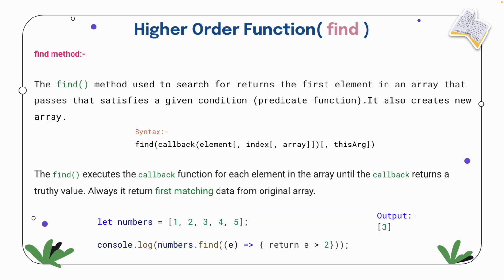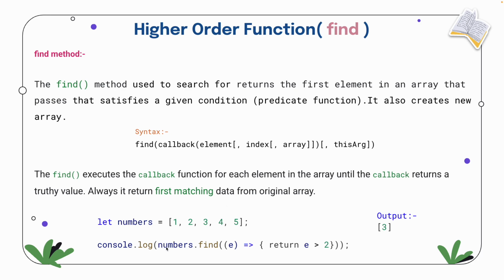Now find. Filter you saw: it is like a multiple match. If every element is satisfying the condition, every element will get returned. That is filter. More than one element will get returned. But find means only the first matching element will return. Only the first matching element will return.